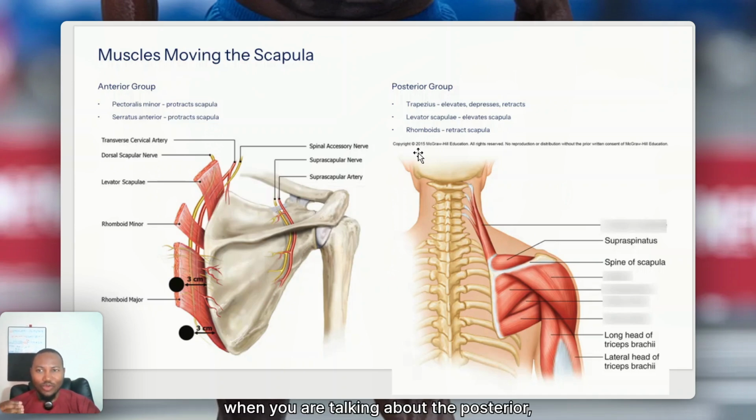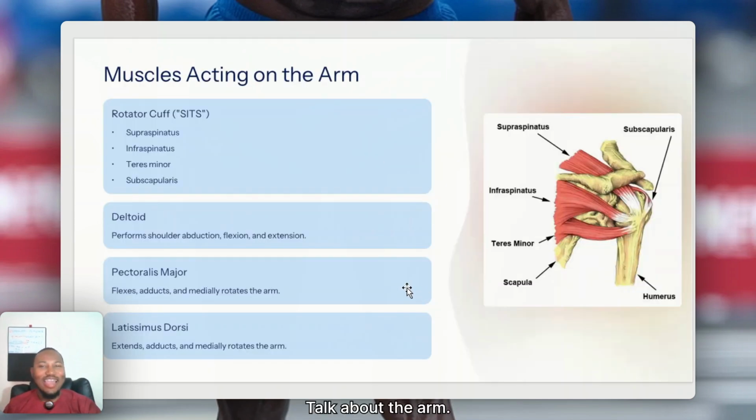Now, when you are talking about the posterior, what are you talking about? You're talking about the trapezius, levator scapulae, and rhomboid. What do they do? Trapezius elevates, depresses and retracts. Levator scapulae elevates, rhomboid retracts. So trapezius does the function of levator scapulae and the rhomboids. That's how you need to know these two things together. All right? So elevate, retract, elevate and retract, as well as depress. Very important.